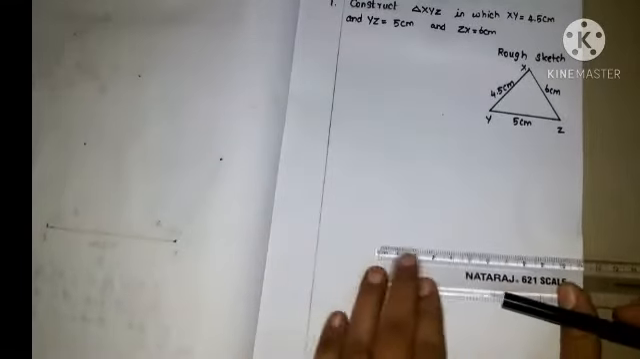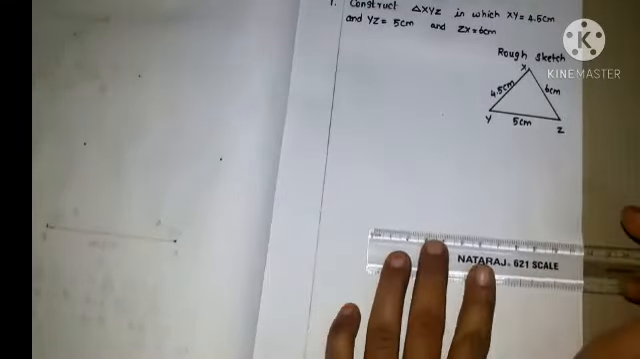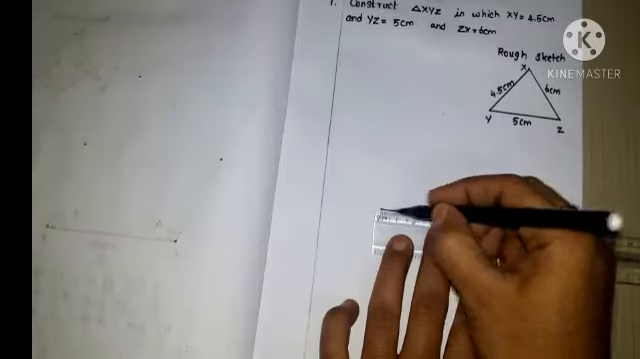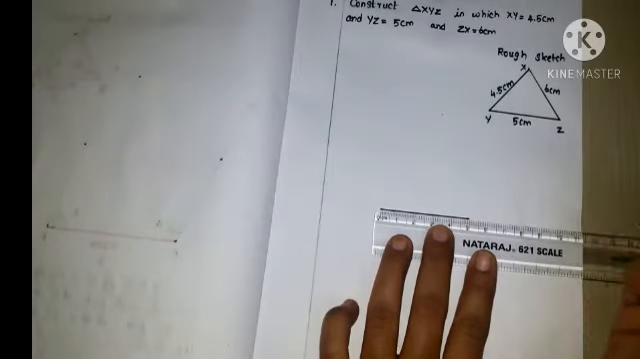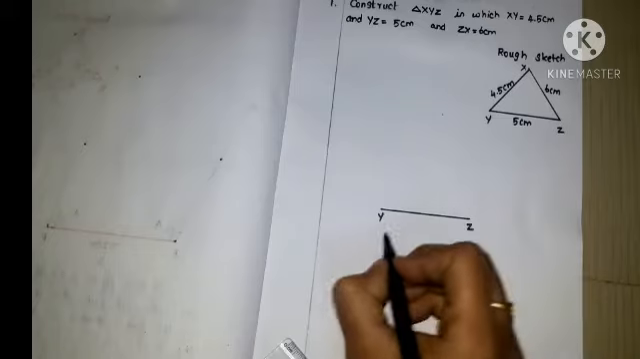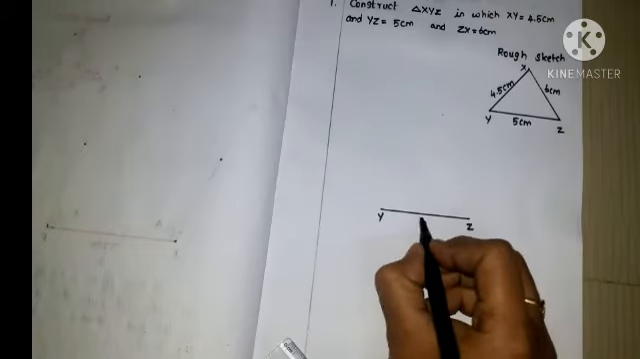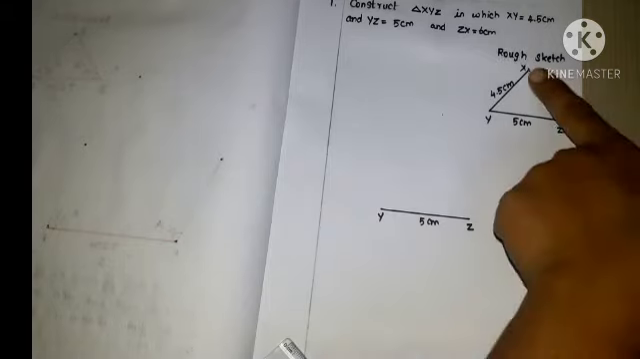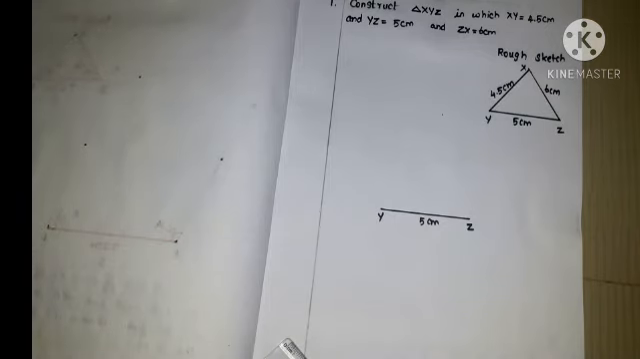Now let's go for the main picture. So take the ruler and draw the 5 centimeter line. Now mark the names, that is Y and Z, and mark it as 5 centimeter. Now I have to find the point X. So for that I need the compass.